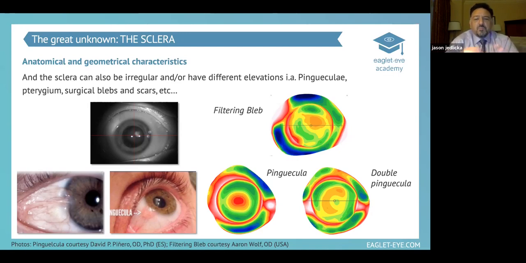So again, profilometry, as you can see in the pictures on the right, shows us the impact of a filtering bleb or pinguecula, where we can actually measure the height and look at the scleral tissue around these areas of focal elevation. It can be very helpful in streamlining the fitting process and helping us to get a better fit more quickly.